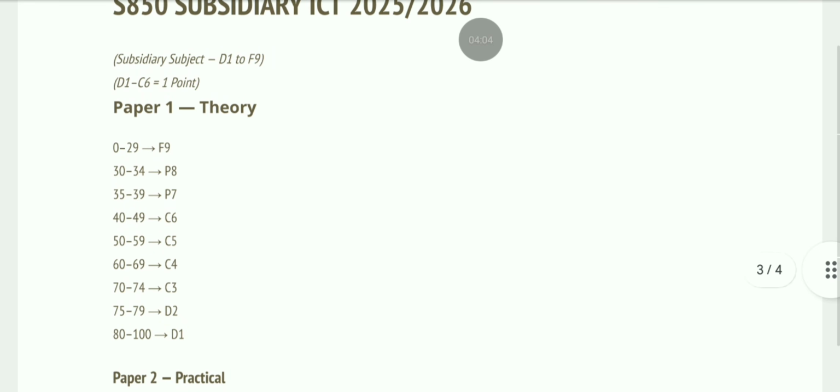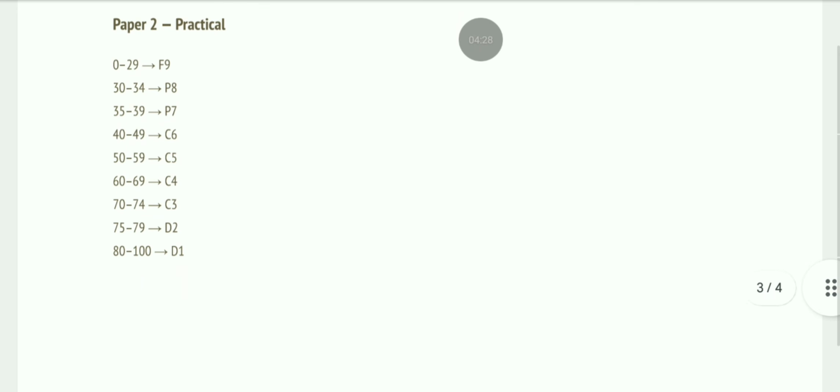From 0 to 29 an F9, 30 to 34 a pass 8, 35 to 39 a pass 7, 40 to 49 credit 6, 50 to 59 credit 5, 60 to 69 credit 4, 70 to 74 credit 3, 75 to 79 a D2, 80 to 100 a D1. This was the grading for a practical.